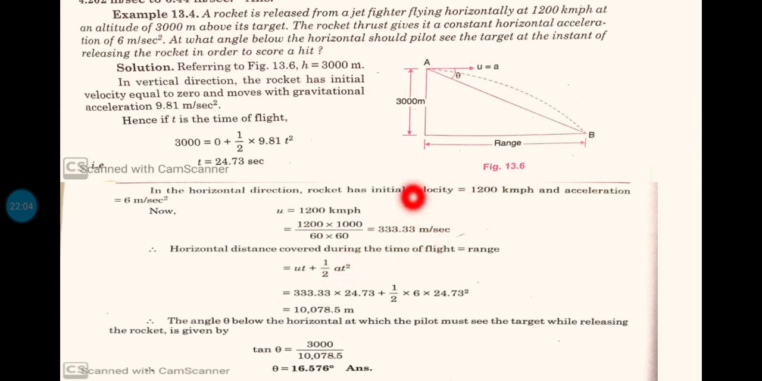U is equal to the initial velocity at this point, 333.33 meter per second, and t is the time of flight, 24.73. Half into acceleration, which is given as 6. Again t square is 24.73 square. So from this you will get the horizontal range equal to 10,078.5 meter. Once we got the range, then tan theta equals 3000 divided by this much value, that is the range, 10,078.5 meter. From that you will get the value of theta equal to 16.576 degree.